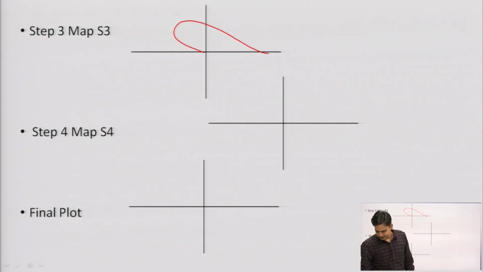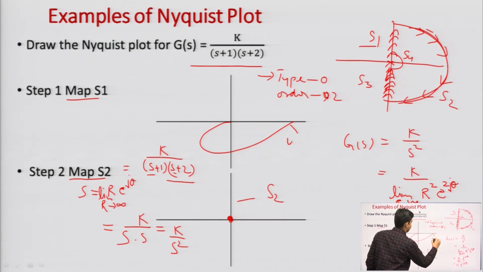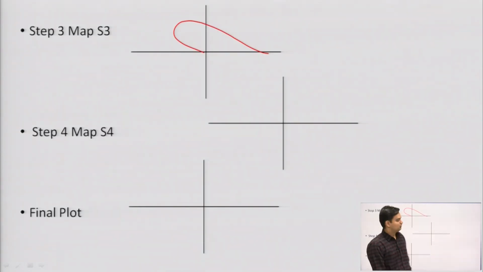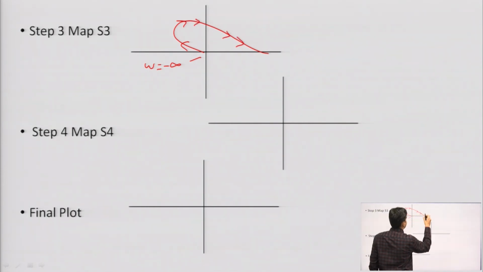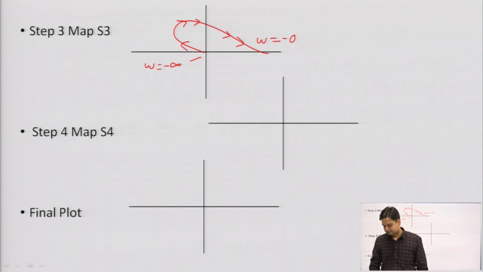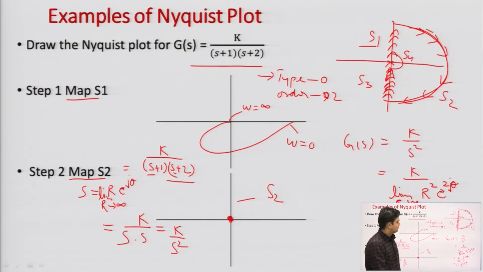In the previous case, my omega was 0 here and at the origin my omega was infinity. If you remember the concept of the polar plot, in the same way it will start from omega equal to minus infinity and terminate at omega equal to 0. In some textbooks it is also given as minus 0, so it is optional. Here the direction of the plot would be like this. That is the map S3. Now, for step 4 we would like to see, is there any pole at the origin in G(s)?